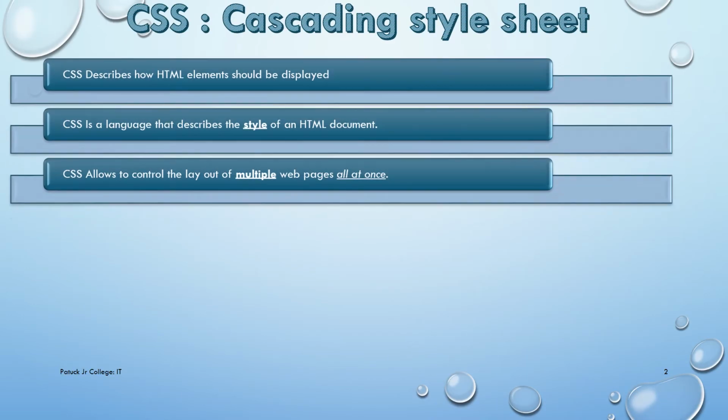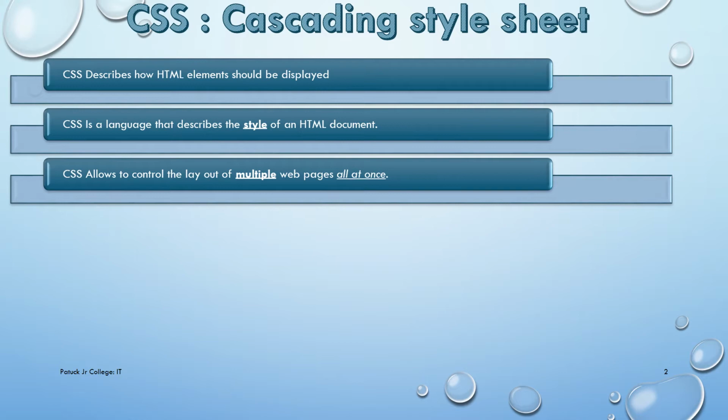CSS, cascading style sheet, is used for describing how the HTML elements should be displayed on the web page. Now CSS is a language that describes the style of an HTML document, how the web page should display, which fonts the web page will use, the background color, the text color, everything I can define with the help of CSS.